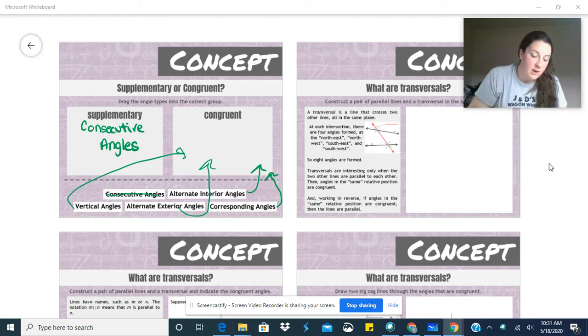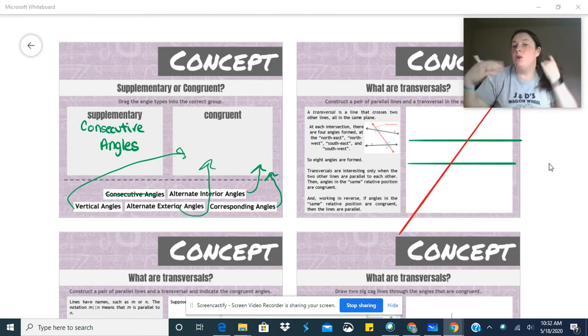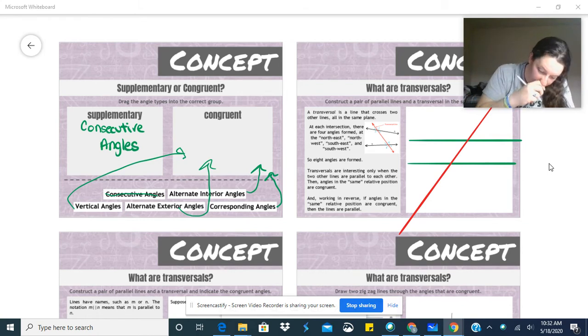So now we're going to go over to what are transversals. You are going to construct a pair of parallel lines and a transversal in the space below. So basically all that means is you are going to draw two parallel lines like so. And then your transversal is another line that will go directly through your two lines.